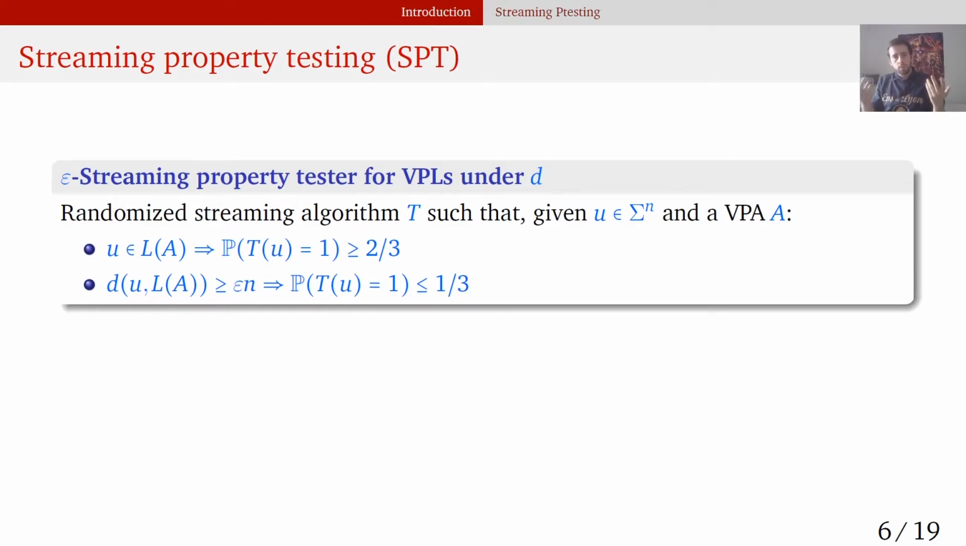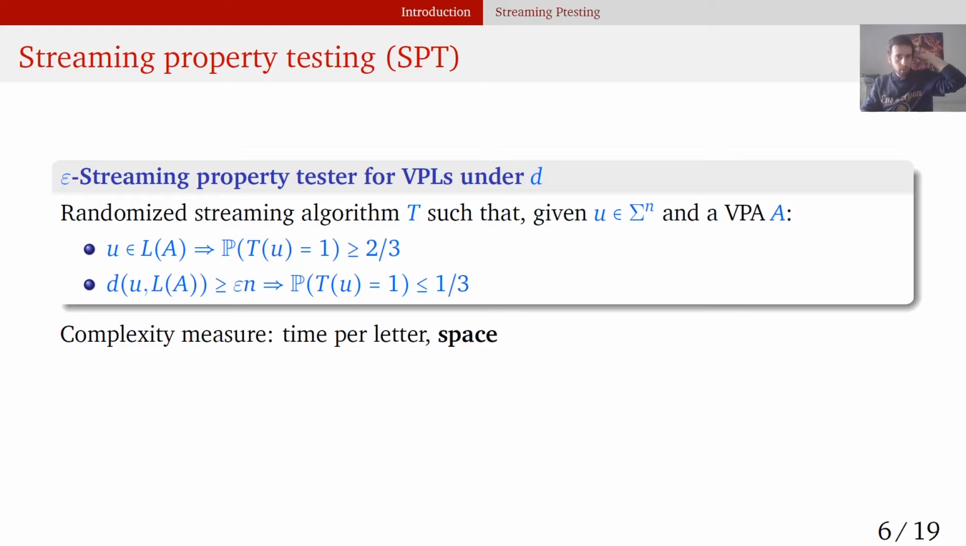So a streaming property tester for visibly pushdown languages is a randomized streaming algorithm. So it means that it has sequential access to its input, but once it reads a letter, it cannot go back to read the letters before. And on top of that, we add the property testing relaxation, which is the algorithm must accept with good probability inputs that are in the language. It must reject with good probability inputs that are far from the language, but it can answer anything for words that are in between. And so here the complexity measures are time used per letter and the space used, and here we focus on reducing the space that our algorithm uses.